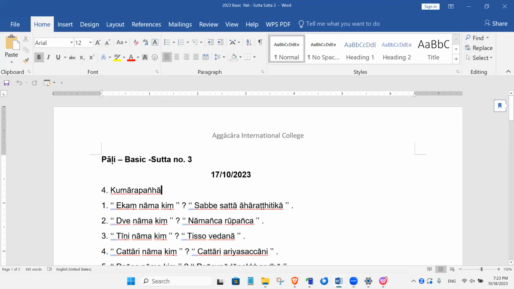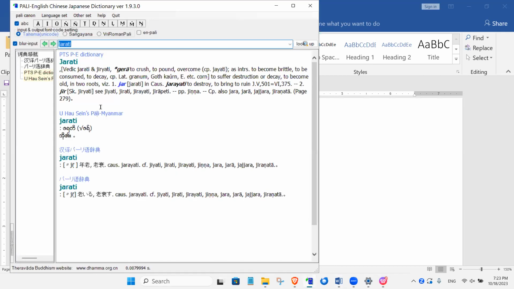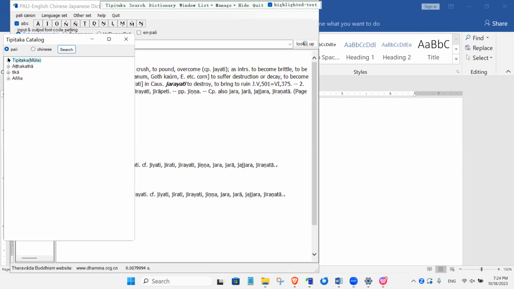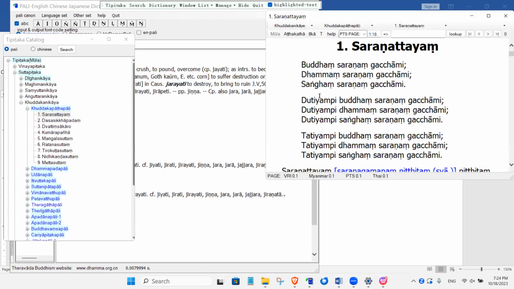Now, this is sutta number 3. So we do something very simple. This one comes from the Tipitaka, all right? So you find this in the Pali Canon, the Mula Pali, original Pali, in the Sutta Pitaka, Khuddaka Nikaya, in the Khuddakapatha Pali, right? So you find this, double click. So this is a very simple sutta, right?